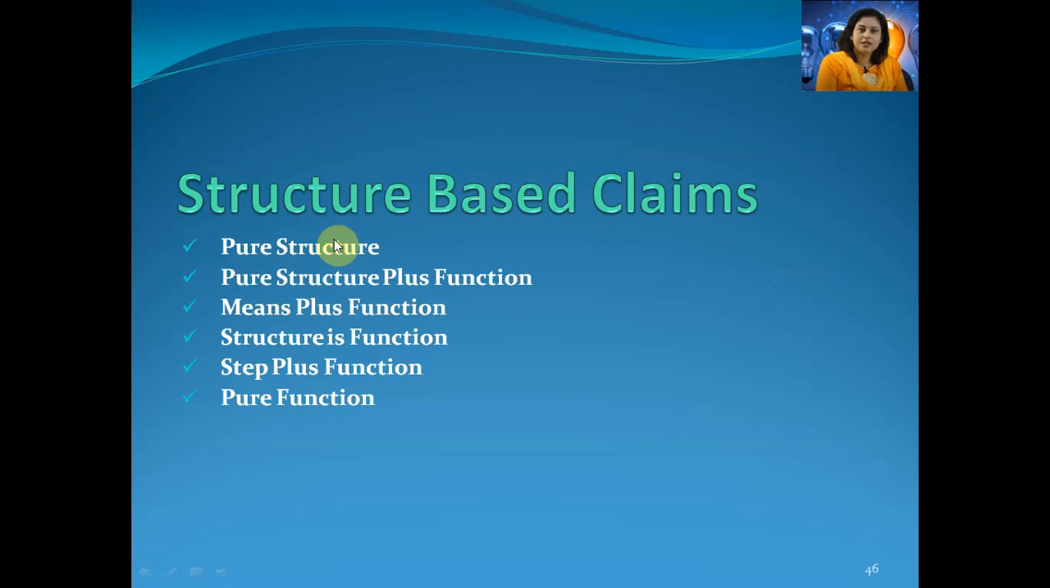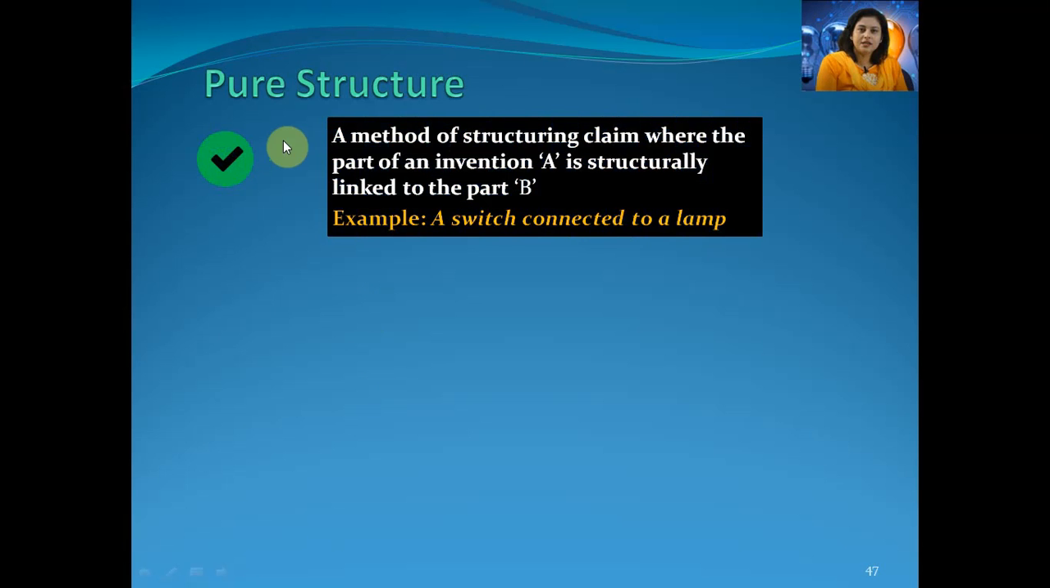Next we go to structure-based claims. There is a pure structure claim, pure structure plus function claim, means plus function claim, structure is function claim, step plus function claim, and pure function claim. Pure structure claim. A method of structure claim where the part of an invention A is structurally linked to part B. For example, a switch connected to a lamp is an example of pure structure claim.